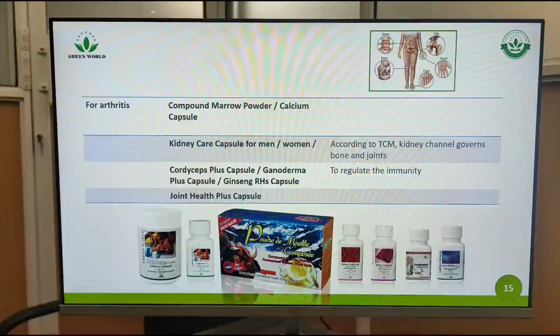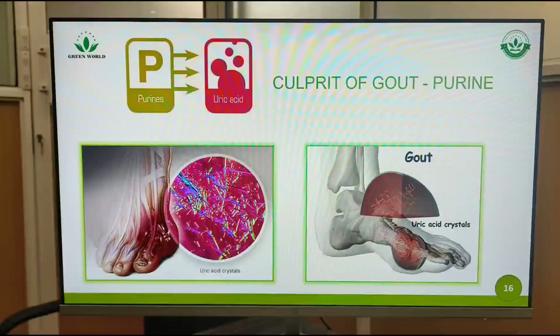Let's get to the last one. It's called culprit of gout, purine. Have you ever seen people who are having inflamed legs, mguu zao zinafura na ukifinya inatengeneza shimo, then inarudi. Causes of diseases, I talked of excess uric acid.